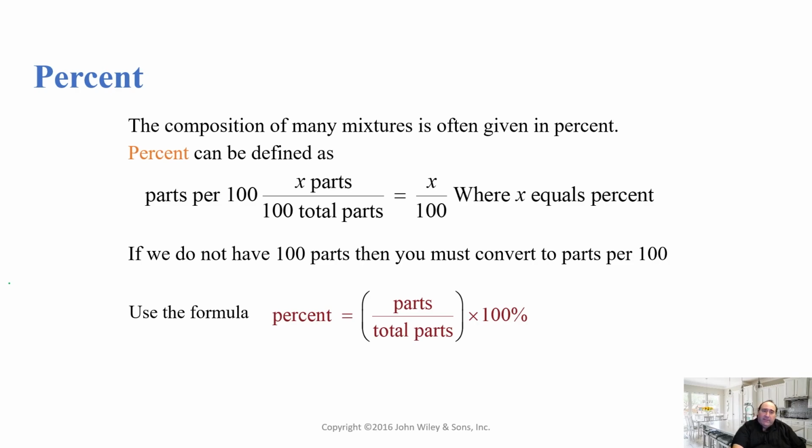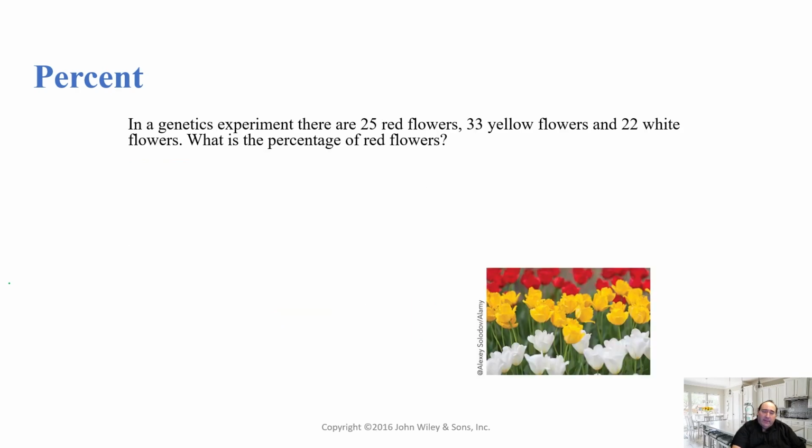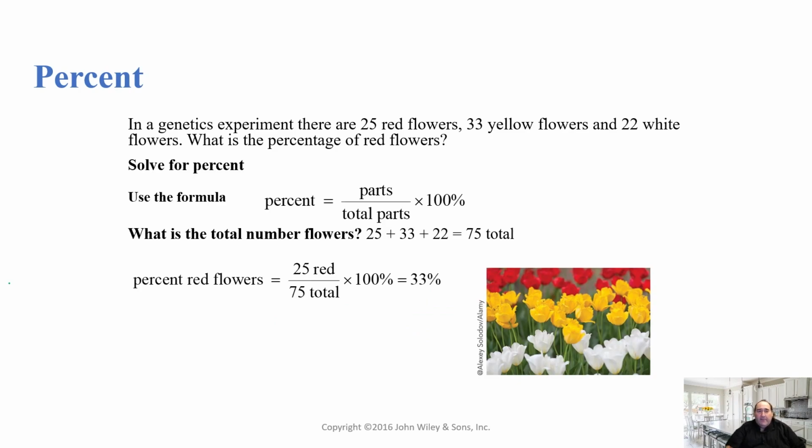That should probably be fairly straightforward, I think. So here in an experiment, if we have 25 red flowers, 33 yellow flowers, and 22 white flowers, what is the percentage of red flowers? So really here we would get the total amount of all of our flowers. We would add them all together, which is what we see here at 75.